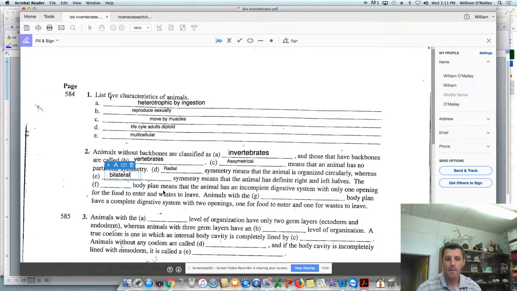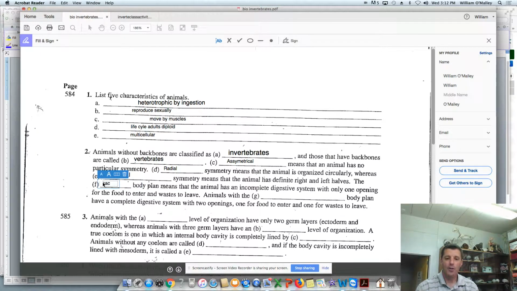Okay? The blank body plan means that the animal has an incomplete digestive system and only one opening. This would be like cnidarians and sponges. Sac body plan.